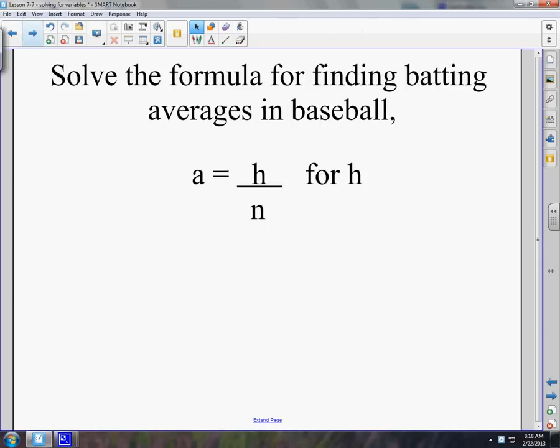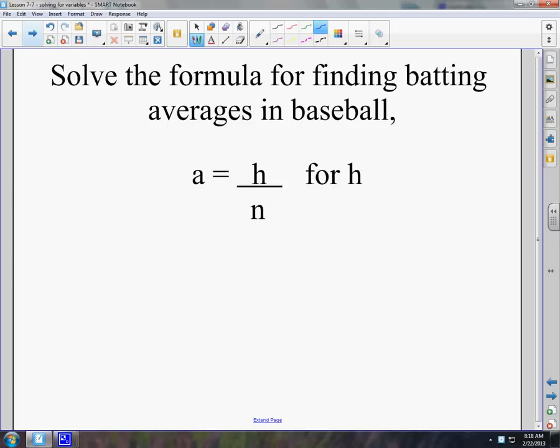All right, solve the formula for finding batting averages in baseball. The average equals the hits over the number of times at bat, so H divided by N. They want you to solve it for H. So try this one. Now, this is division, so you're going to do the opposite of that.